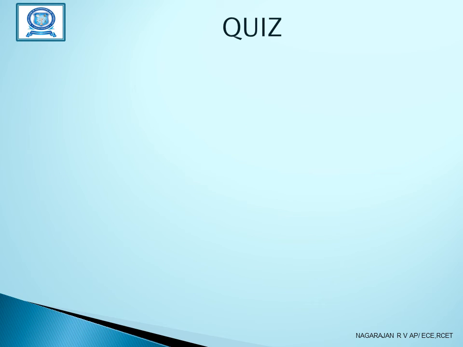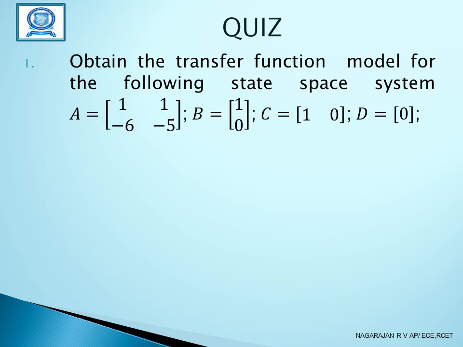So now we will see one more problem. This problem: obtain the transfer function model for the following state space system: A is the matrix 1 1 minus 6 minus 5, B is 1 0, C is 1 0, D is 0. They are given a state space model, and we need to obtain a transfer function model.